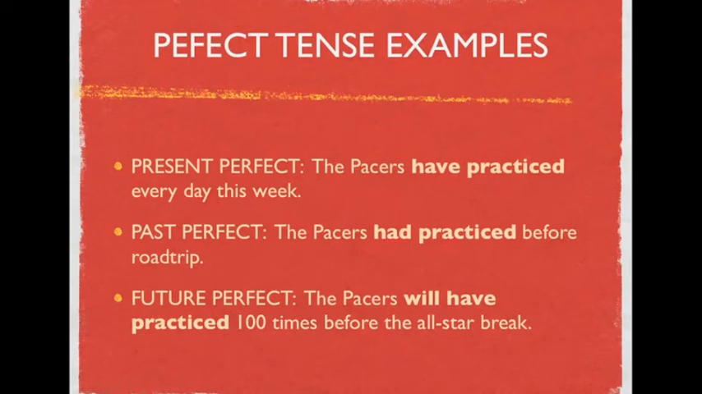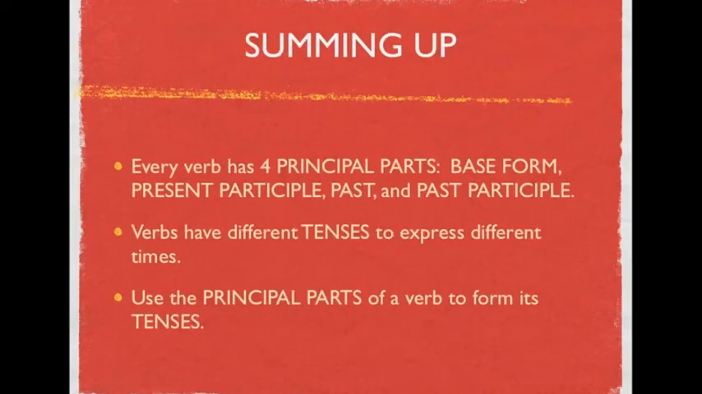Now, take a look at past perfect. The only thing that changes from present to past is your form of have. It becomes had because it's past. And then future, it's going to be will have. And so those are the real differences, as far as making them. Really, I think you guys should understand that pretty well. Let's just sum it up.